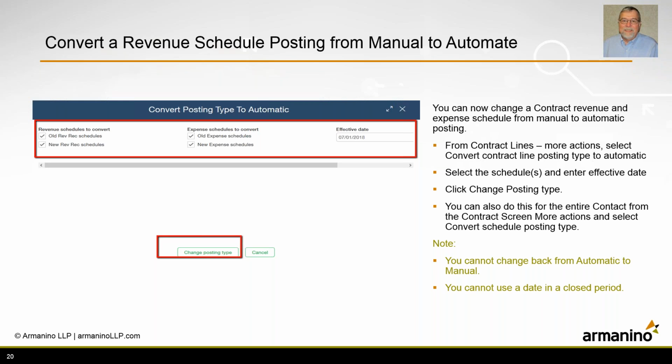Two key takeaways: you cannot change back from automatic to manual, and you also cannot use a date in a closed period.